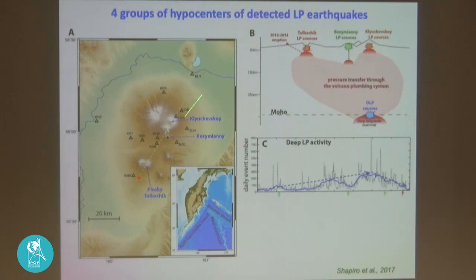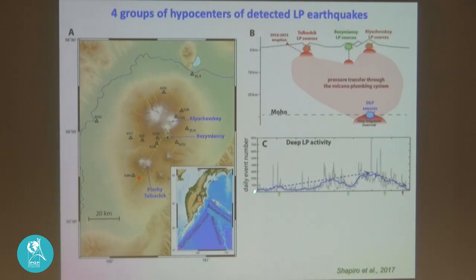This is a cross-section across the volcano, with 3 groups of sources near the surface, and this deep long period seismicity. For interpretation we do a very simple thing: we just count the number of earthquakes per day, which is shown here. This is the number of earthquakes in this area for 2 years. This is 2011, this is the end of 2012, and this red arrow shows the onset of this eruption.